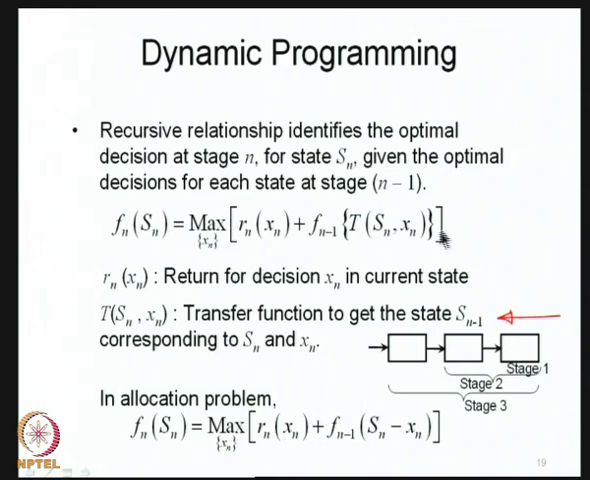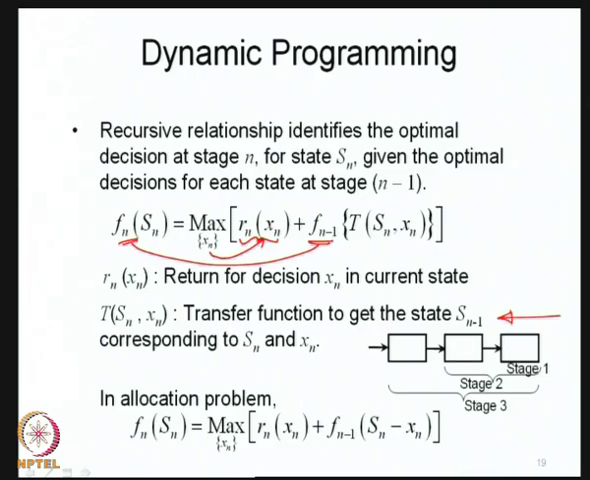Now, this term you understand correctly. Rn of xn is the immediate return that you get at that stage because of the decision that you make on xn. So, you make a decision of xn, you will get a return of Rn of xn at that stage. Associated with this decision xn, you have to relate this Fn to Fn minus 1.